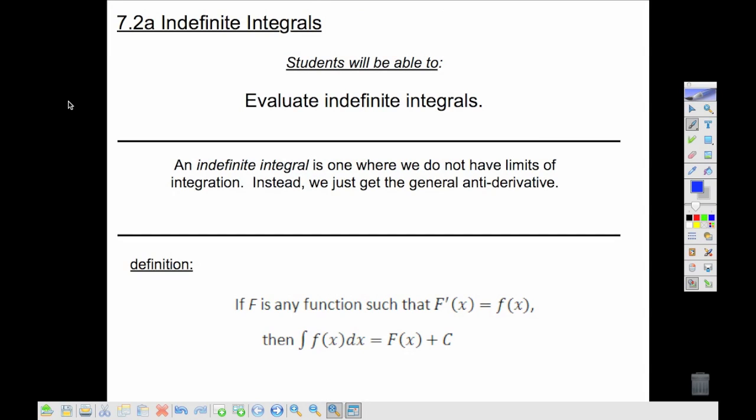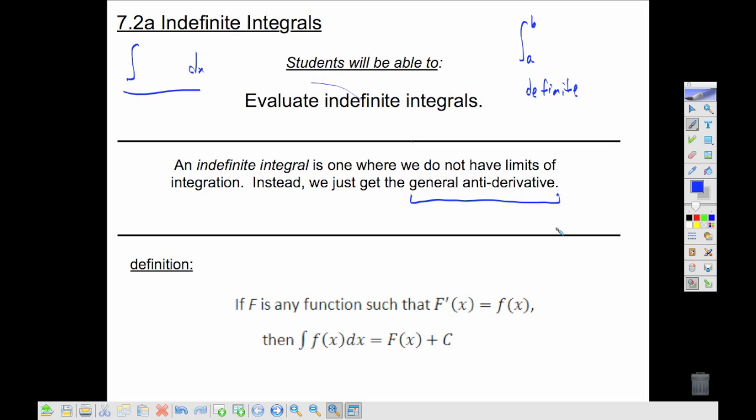In this section, we'll be looking at indefinite integrals. Now, an indefinite integral would be an integral where we do not have our limits going from a to b. We don't have numbers here. Okay, so this right here would be a definite integral, and this one's going to give us a specific number, but an indefinite integral is going to give us a general antiderivative.